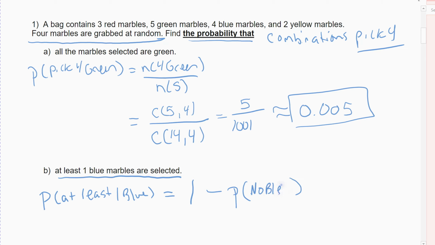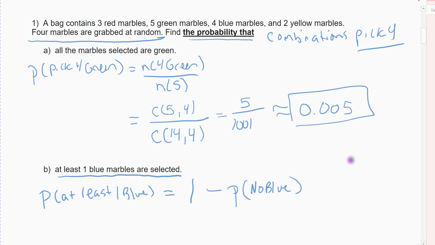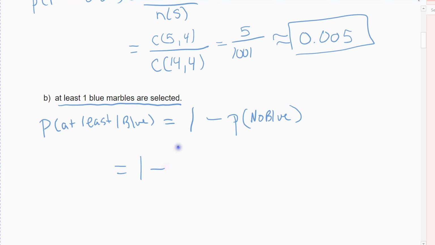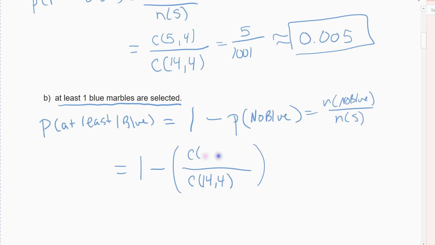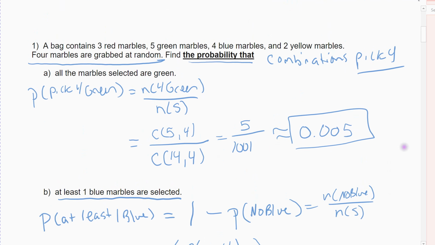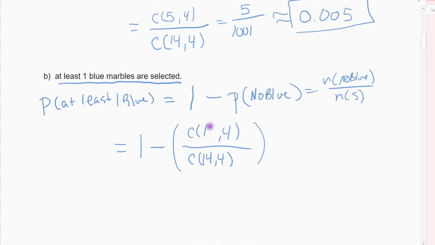All four are not blue. Alright, so it's 1 minus that probability. So the universal set's the same, and I'm going to write it as combinations, just in case we didn't see that. We do know that's going to come out of 1001. Up top would be the no blue case, right? This is the number of ways to get no blue over the number in my universal. Alright, there's my universal. And so up top, I want 4 that are not blue. Well, how many marbles are not blue? I throw away those 4, which leaves me with 10 marbles possible that are not blue. So 10 choose 4.